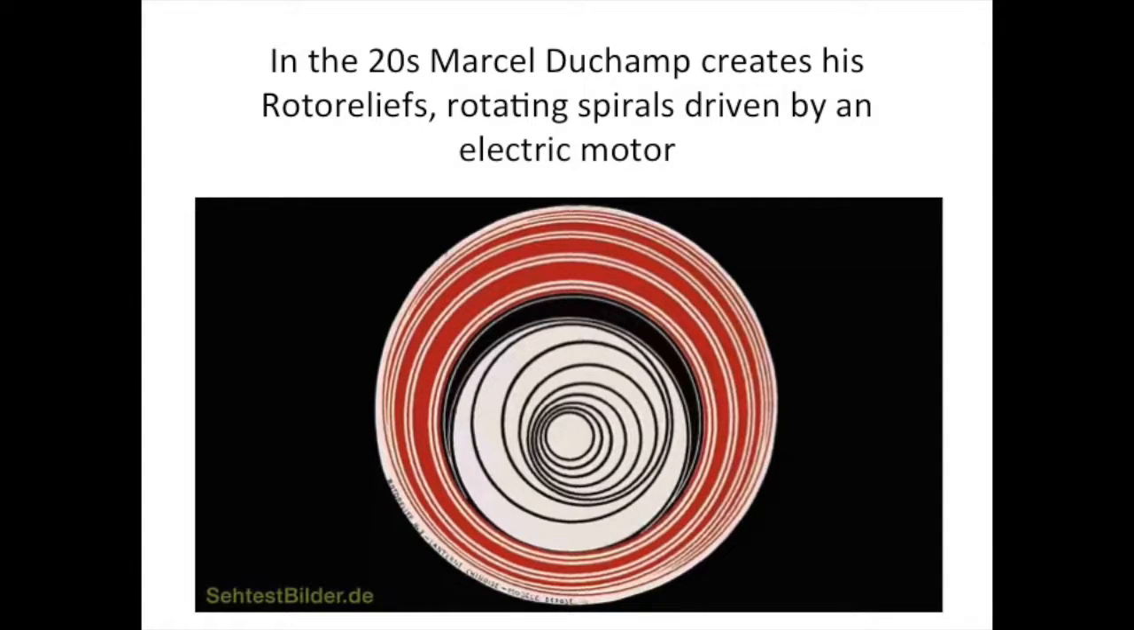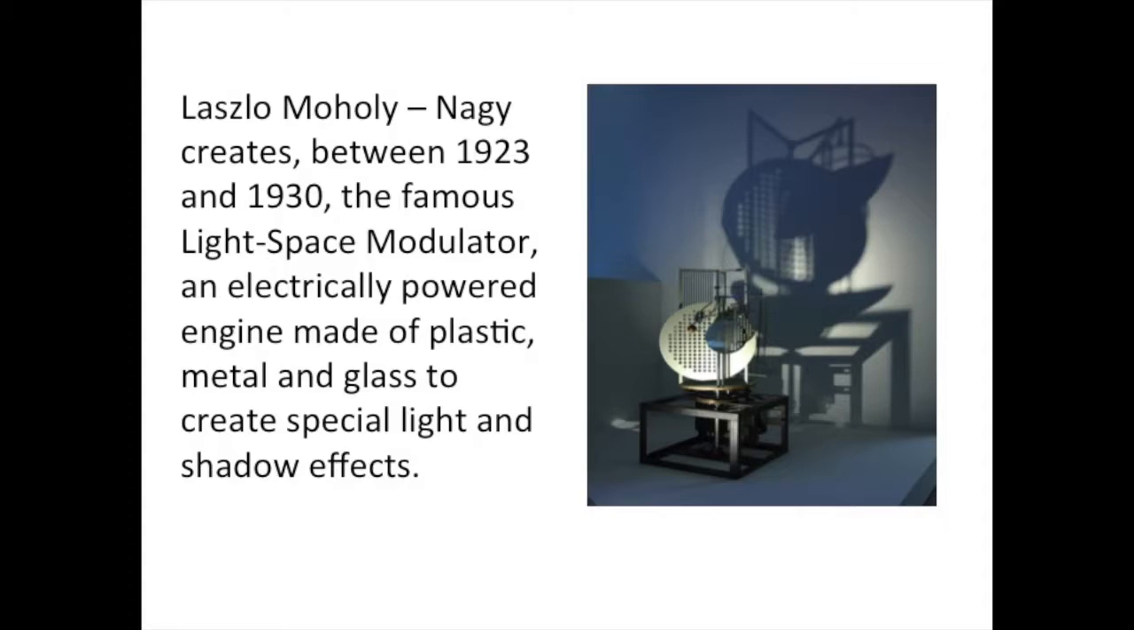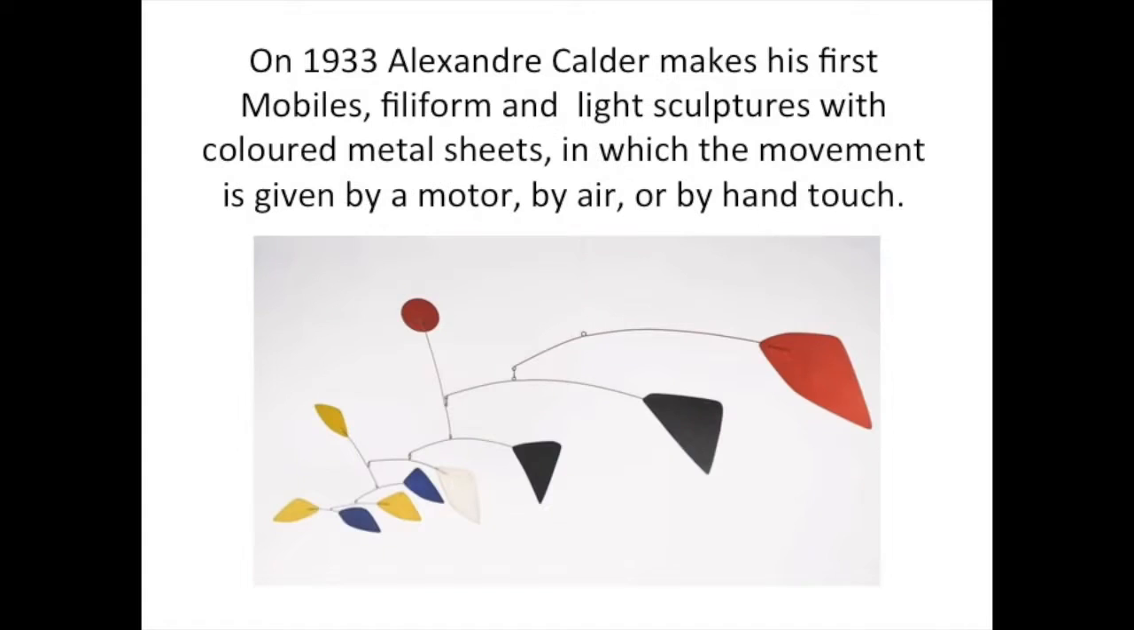In the 20s, Marcel Duchamp creates his rotoreliefs, rotating spirals driven by an electric motor. Laszlo Moholy Nagy creates, between 1923 and 1930, the famous light space modulator, an electrically powered engine made of plastic, metal, and glass to create special lights and shadow effects. In 1933, Alexander Calder makes his first mobiles, filiform and light sculptures with colored metal sheets, in which the movement is given by a motor, by air, or by hand touch.